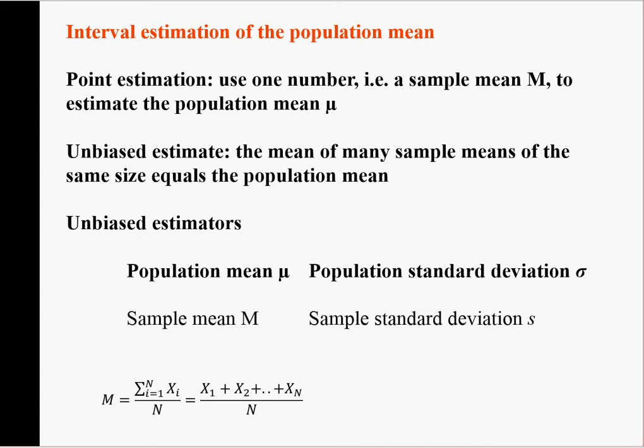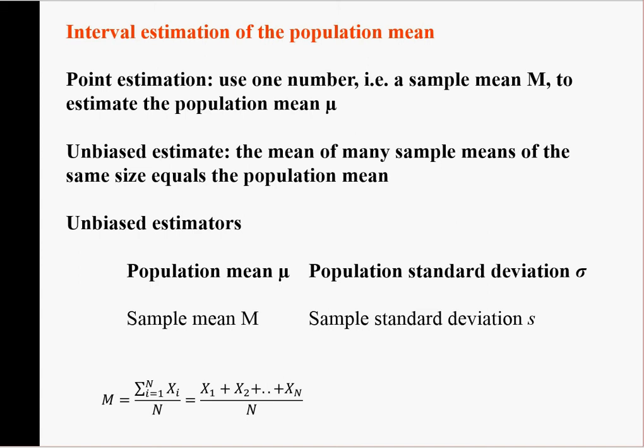And this formula actually is the same as the formula for calculating the population mean. In all cases, find the sum and divide by the number of cases. So this formula gives us the unbiased estimator of the population mean. So the sample mean is the unbiased estimator of the population mean. What about the population standard deviation?